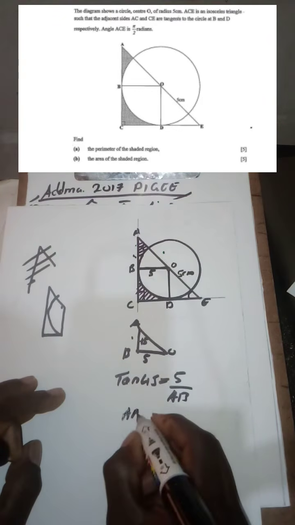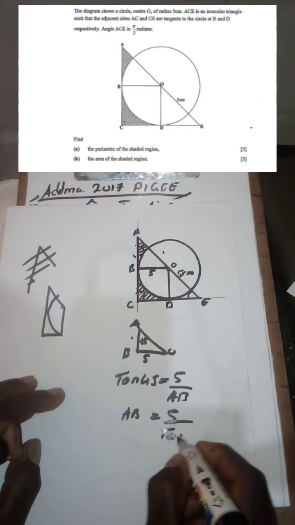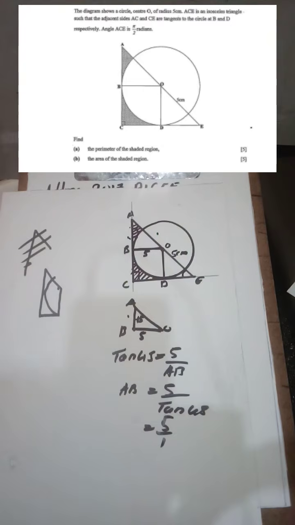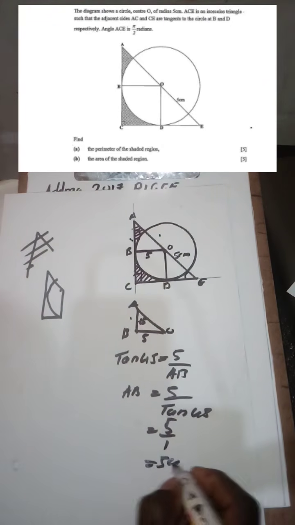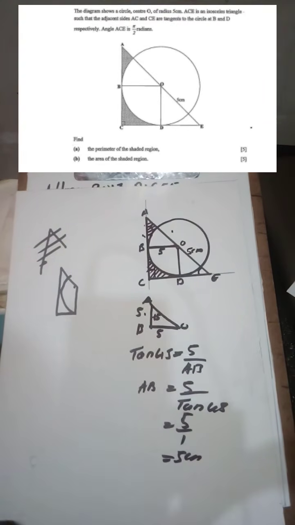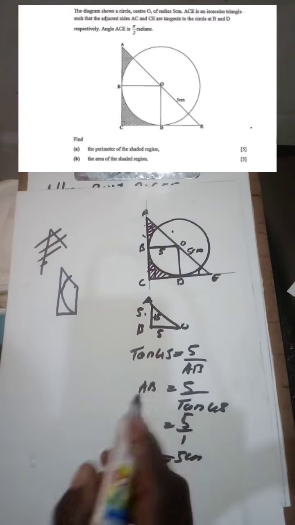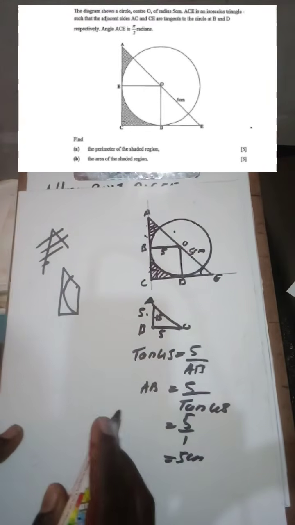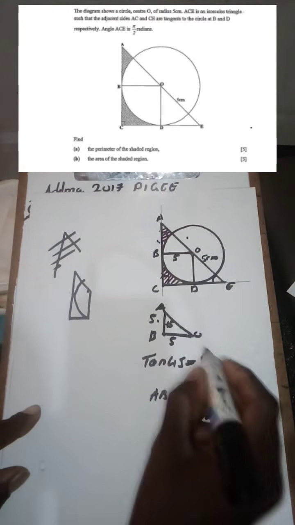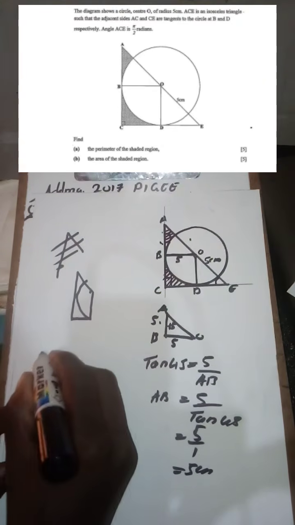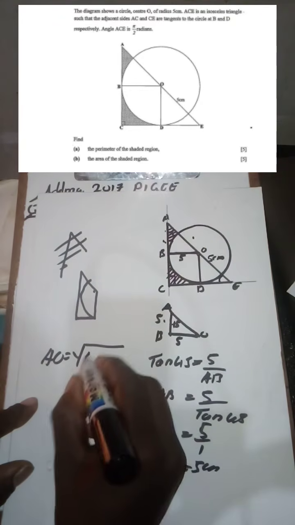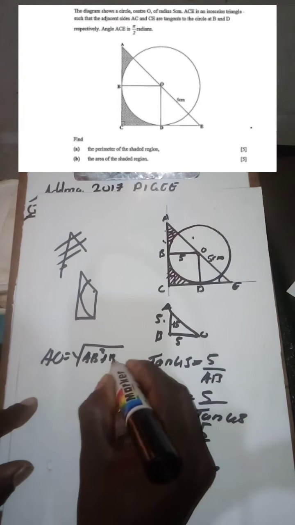Making AB the subject of the formula, AB equals 5 divided by tan 45. Tan 45 is just equal to 1, so here we're going to have 5 centimeters, meaning even here we also have 5 centimeters. Now it becomes easy to find the other side, because you can either use SOH CAH TOA again, or you can use Pythagoras theorem. AO is the hypotenuse, so AO equals the square root of AB squared plus BO squared.